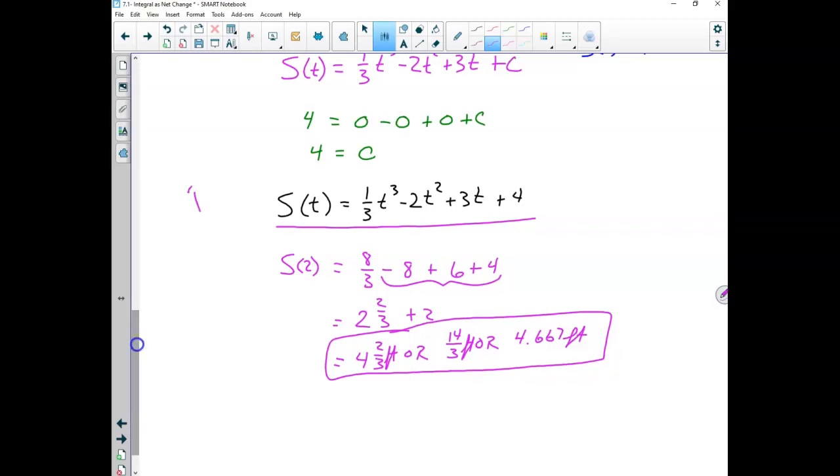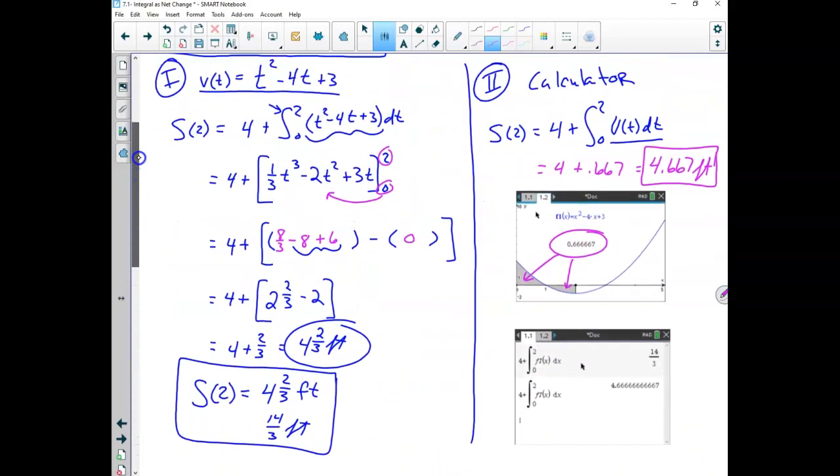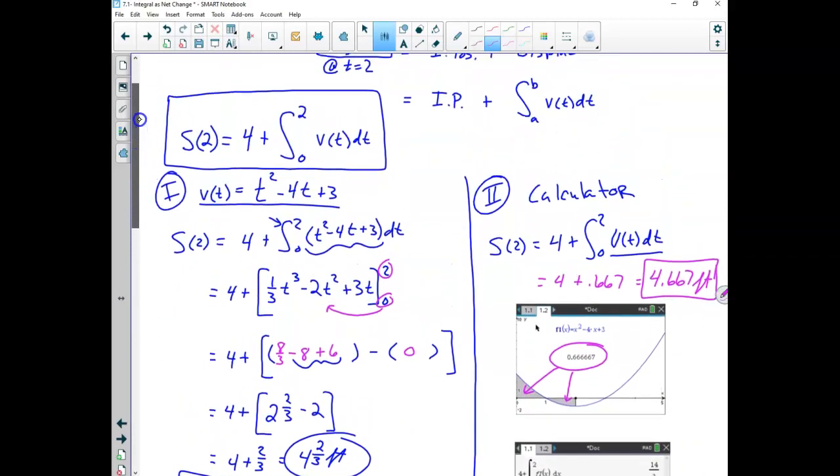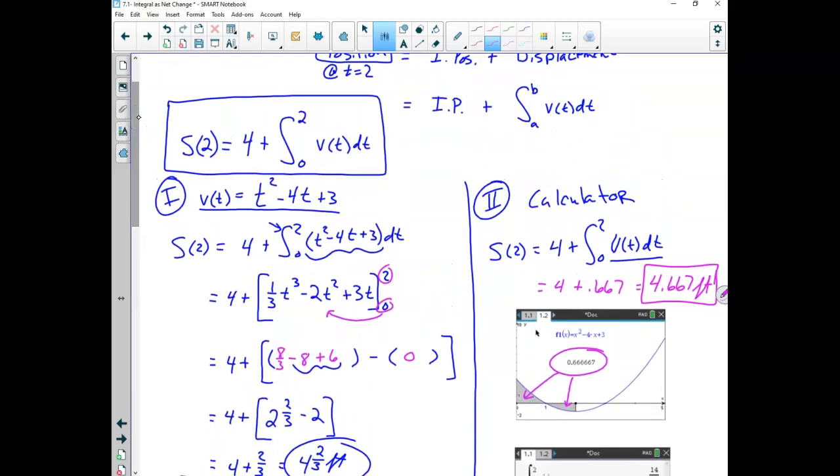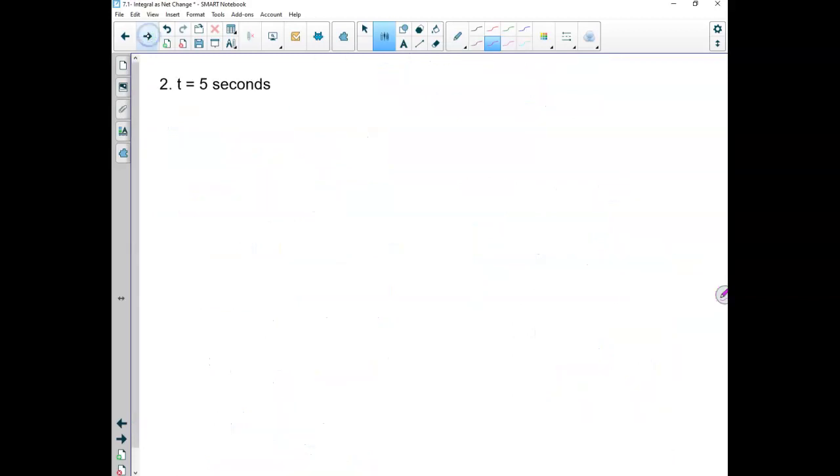Because this is position, okay? If I need to know the position at time 0, I plug a 0 in there. Well, look at there, I get 4. If I need to know my position at 4, I could plug a 4 in there. But I can also do all that back here too, because all I have to do, if I need to know my position at 4, that's going to be s of 4 is going to equal 4 plus the integral from 0 to 4 of v of t dt. So I can find these a couple different ways, all right? Well, where are we at? How about t equals 5?